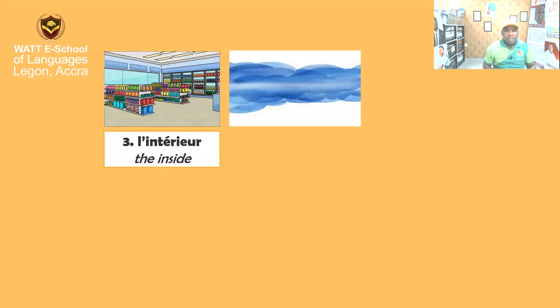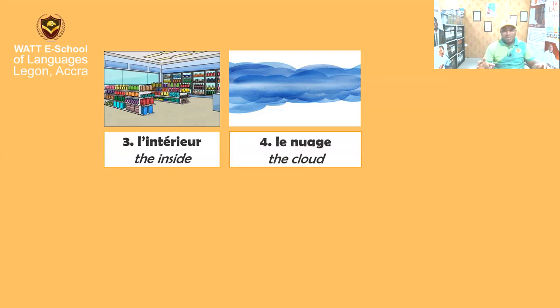Can you see this? What is it? We are going to find out. Le nuage, that is the cloud. When you look to the sky, you see the cloud. Maybe when it is about to rain or the weather is cloudy. So in French, you say le nuage. Again, le nuage.